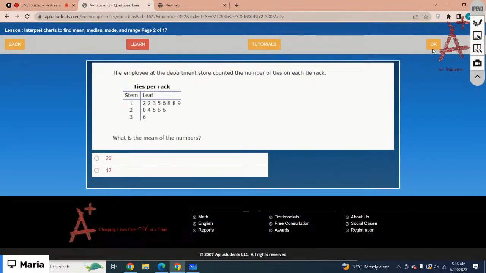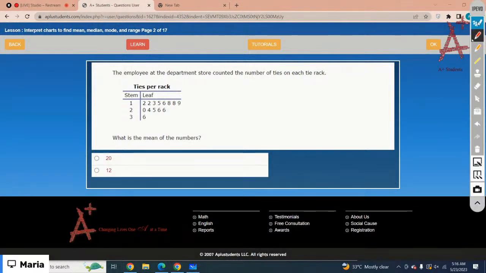The employee at the department store counted the number of ties on each tie rack. What is the mean of the numbers? Basically, that is a stem and leaf plot. So how do we read the values in the stem and leaf plot? You have to combine each stem with each value in the leaf, like 1 and 2 first time.